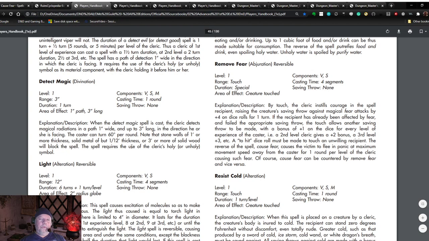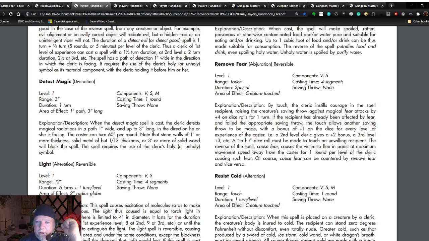So now if we go to AD&D or 1st edition, once again, this is a remove fear, and it's reversible, and it's for clerics. So cleric instills courage, and then the reverse of the spell, Cause Fear, causes the victim to flee in panic at a maximum movement speed away from the caster for 1 round per level of the cleric causing such fear. So if you're a 1st level cleric, it'll cause them to run away for 1 round.